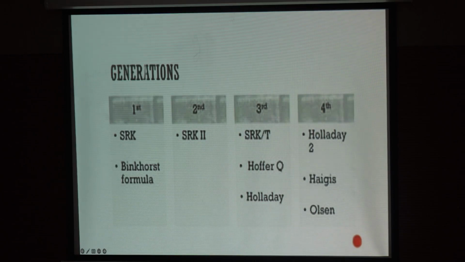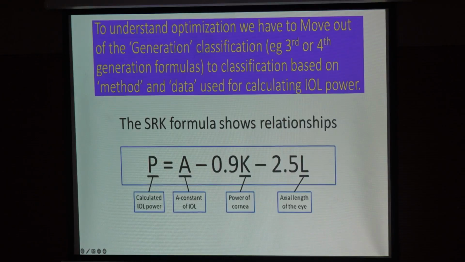Now, if you look at the various generations of formulas, I think you've just been through it. We had the traditional first generation formula, then the second generation formula SRK2. We had the third generation formulas SRK/T, Hoffer Q and Holladay, and then the fourth generation Holladay 2, Haigis and Olsen. Now, to understand optimization, we have to move out of this generation classification, that is third generation, fourth generation, and move on to a classification based more on the method and the data used for calculating the intraocular lens power.